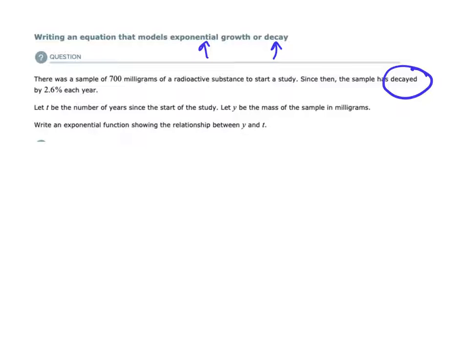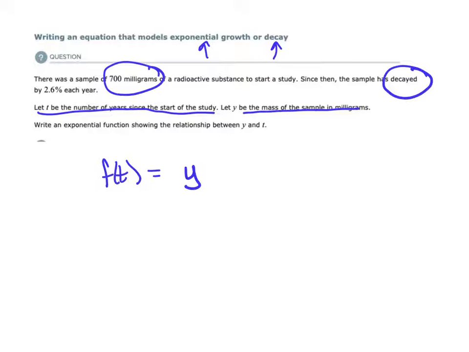Write an exponential function showing the relationship between Y and T. So the first thing that we're doing is we're just showing the relationship here. So 700 milligrams, that's what we started with. So we're gonna have a Y right here. Let's think of f of t, is kind of what we're doing. Then we're gonna have Y, which is going to be the mass of the sample in milligrams. T is going to be the number of years since the study started.